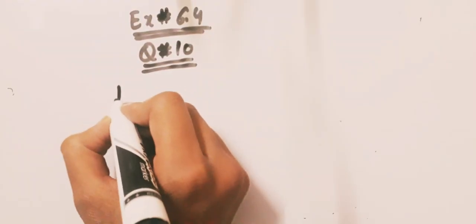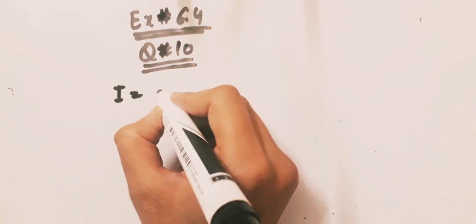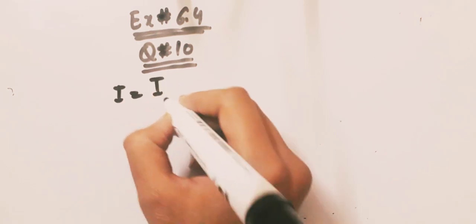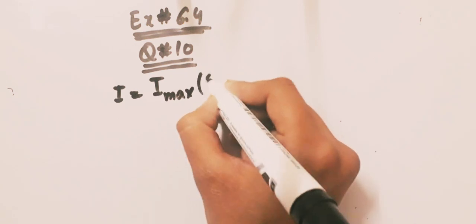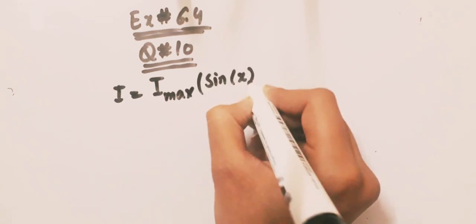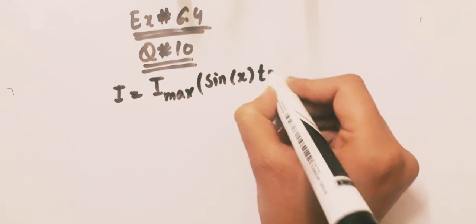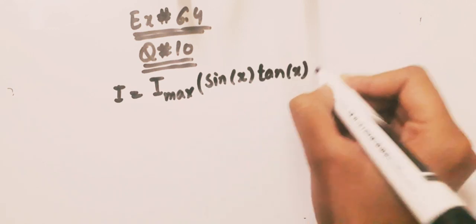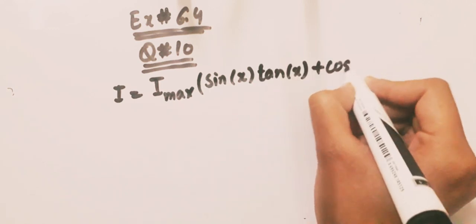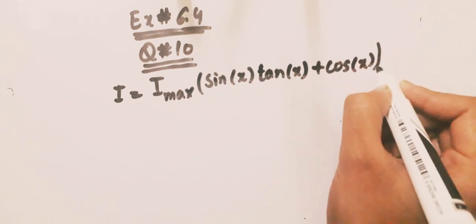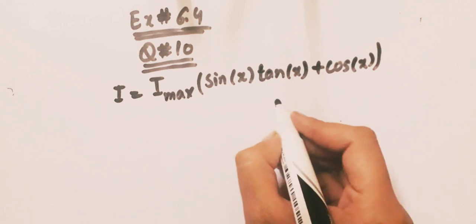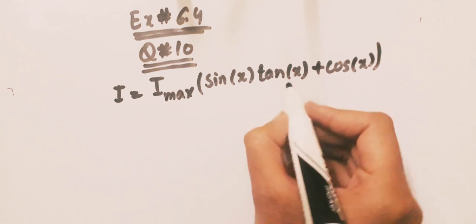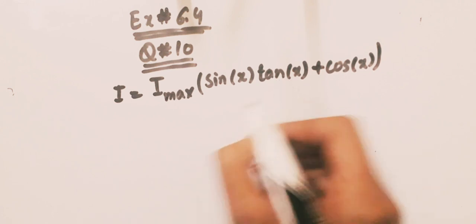Now we will start this. Given that I is equal to I maximum sin of x tan of x plus cos of x. Now you have to convert this in terms of secant x. So first of all, you will substitute the value of tan of x.